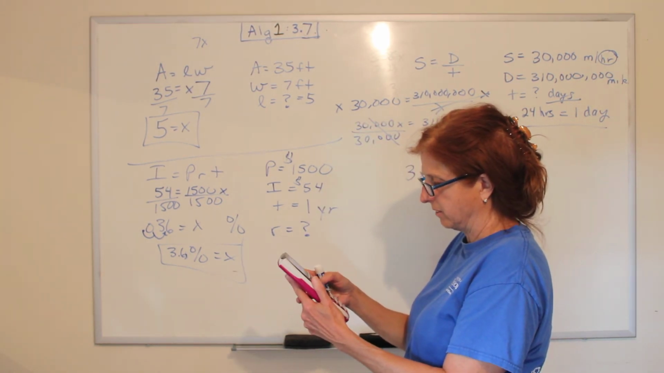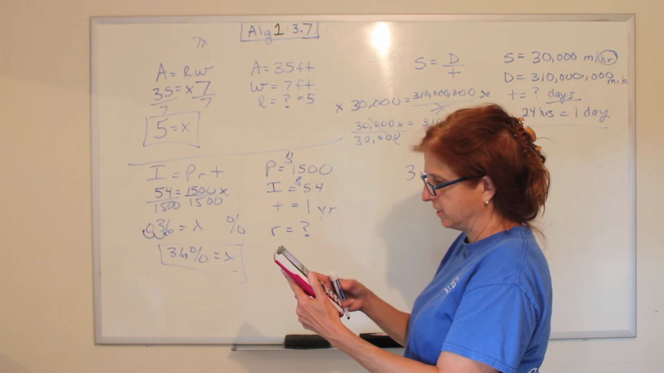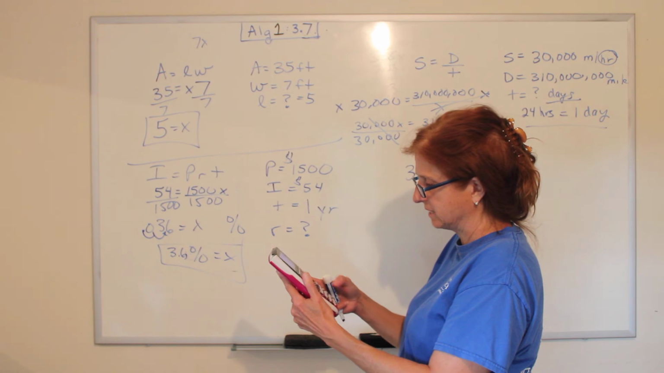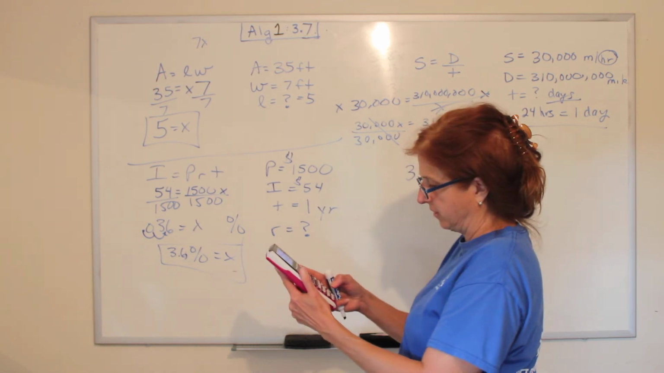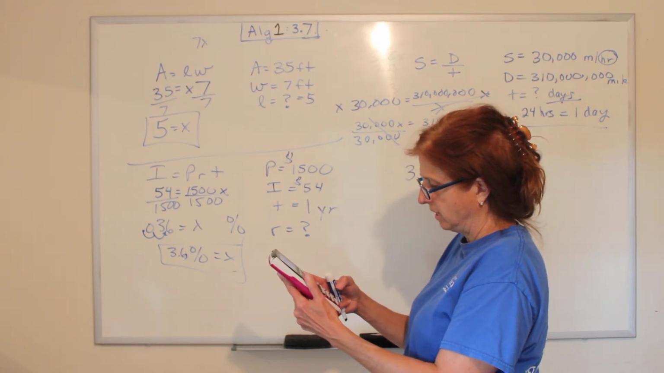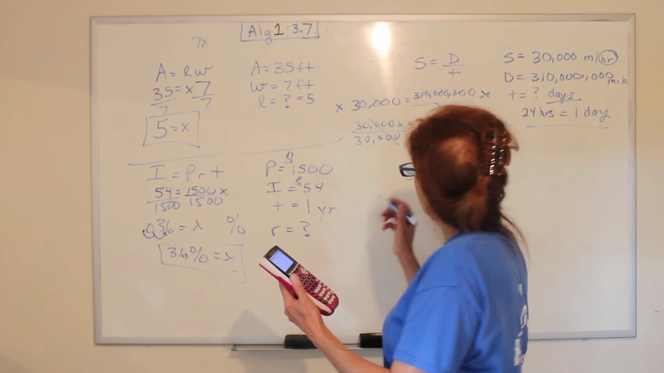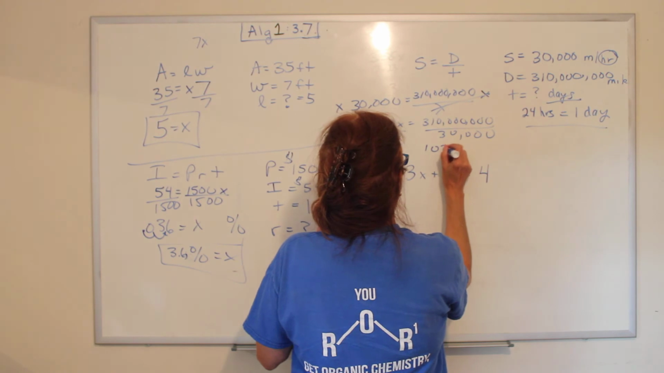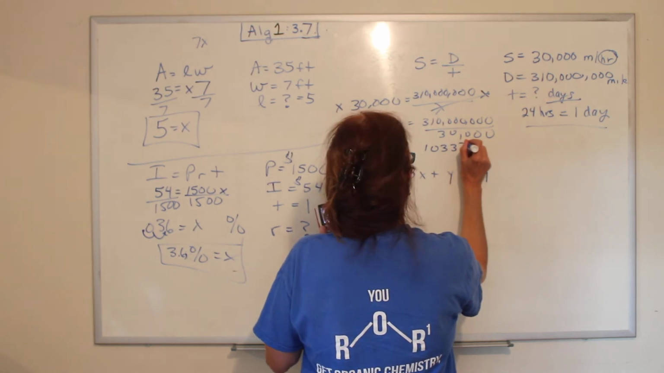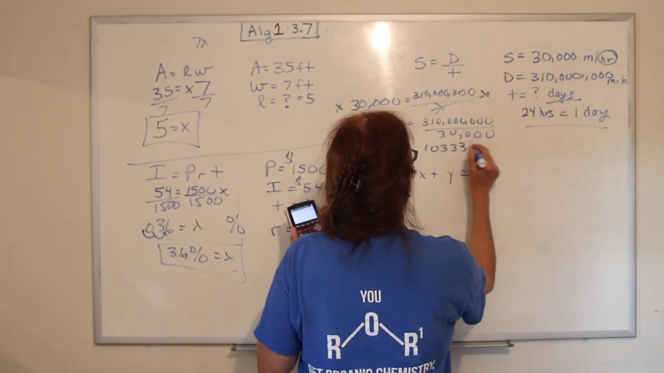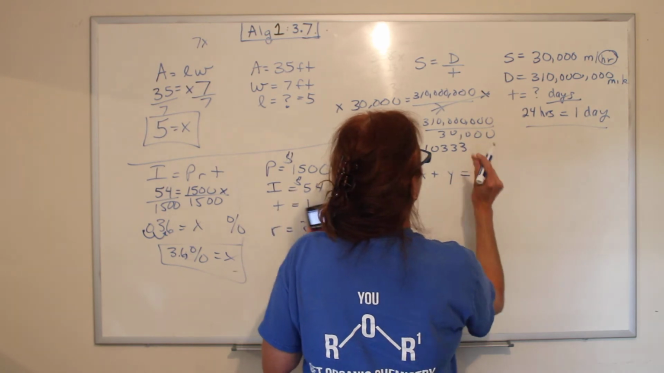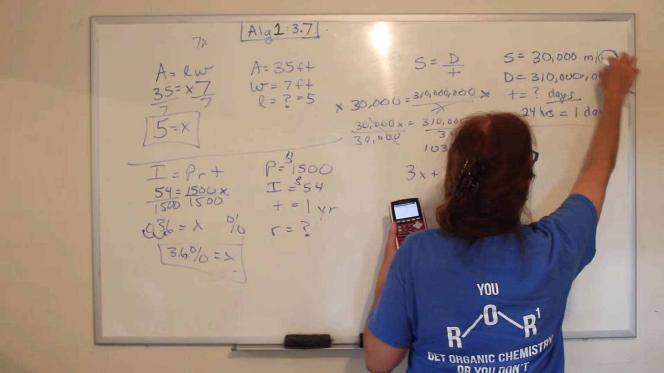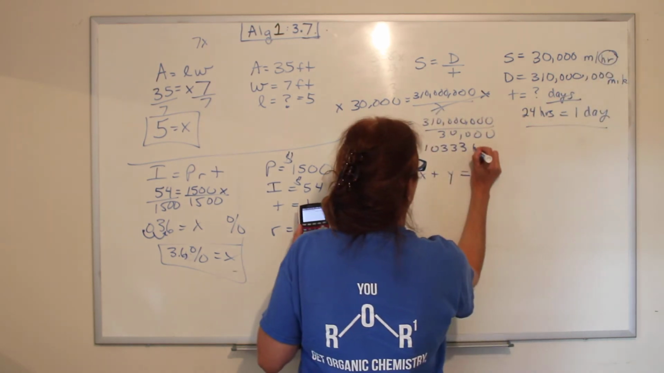310, oops, I gotta clear that out. 310 million, which is 1, 2, 3, 4, 5, 6, divided by 30,000 equals 333.333, and our miles would cancel out, and this would be in hours.